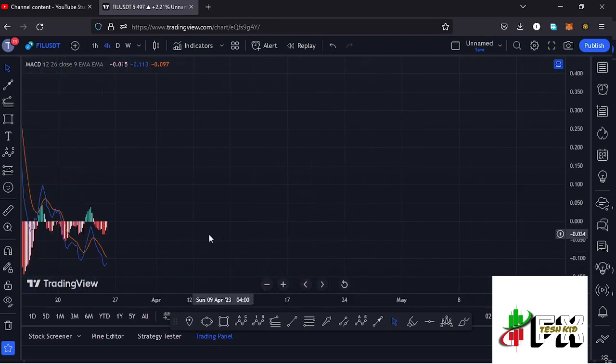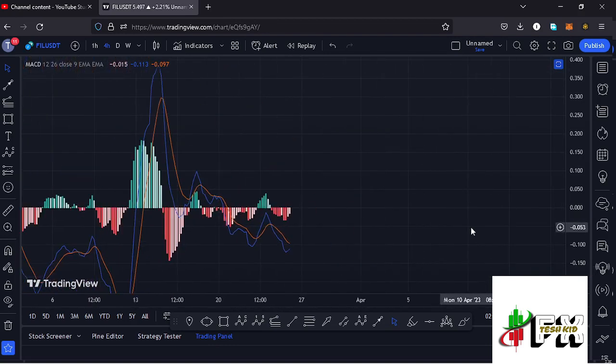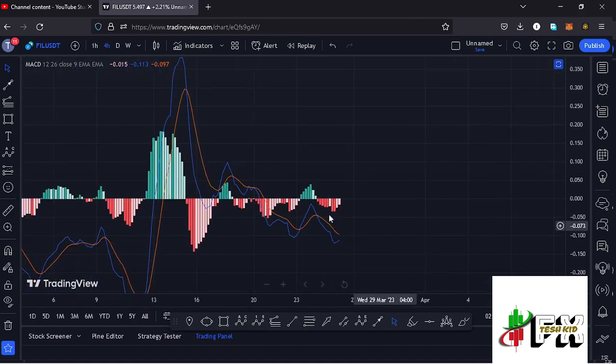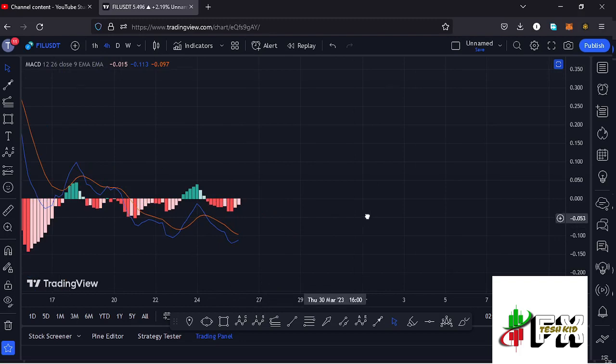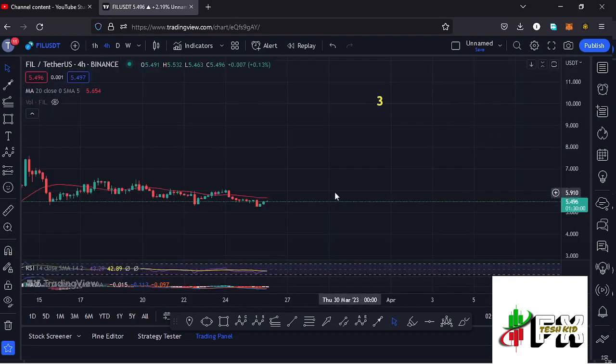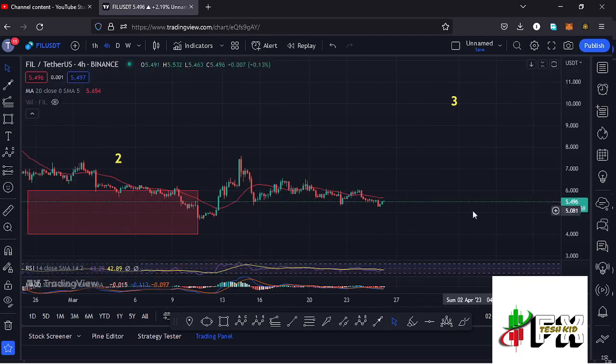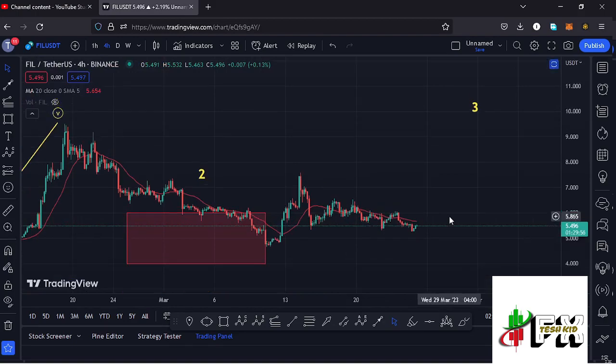Also taking a look at the MACD, we have been able to print a bearish cross, suggesting lower prices, though we are seeing a bit of a decrease in the selling momentum, suggesting that soon we might be able to print a bullish cross to fully support higher prices. So let's be patient and see how that plays out, and I'll be keeping you updated.